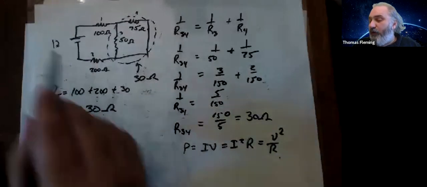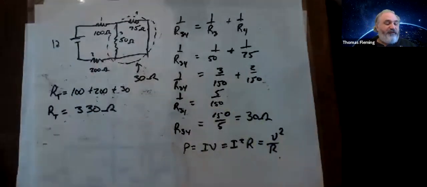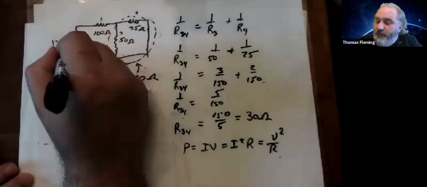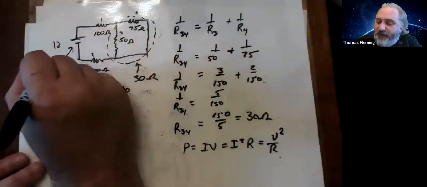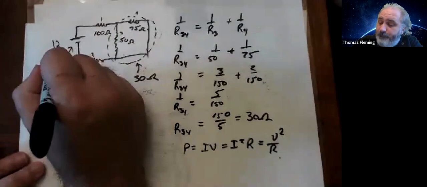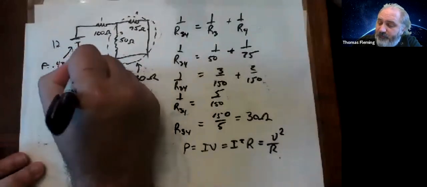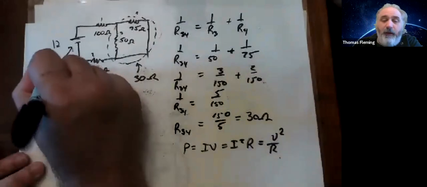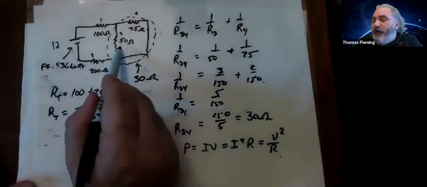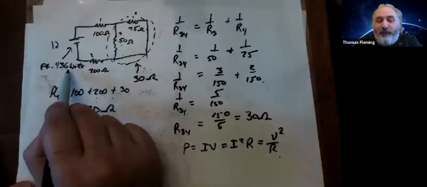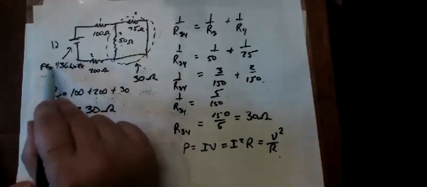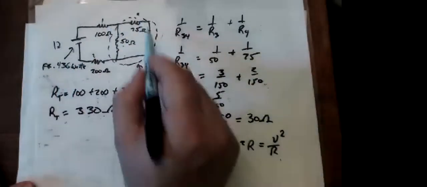So if I do 12 squared divided by 330, what is that number? 144 divided by 330. That's 0.436 watts. Well, the power coming out of that battery is 0.436 watts. But what's going to happen is the power going to that 50 has to be less than that, right? Because that 0.436 watts gets shared by everybody.